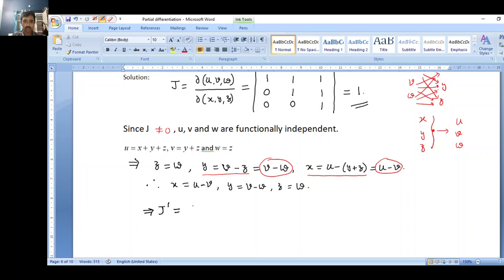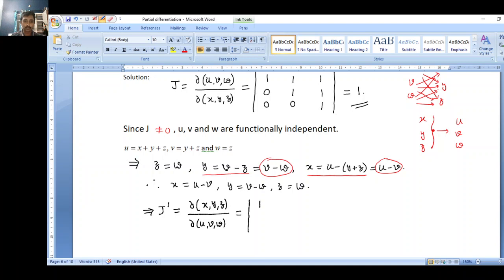J dash. First of all, what is j dash? This is dou of x comma y comma z by dou of u comma v comma w. Now here you'll have to be a little careful when you write the expressions. So what is the first term? Dou x by dou u. So what is dou x by dou u? It is simply 1. Correct? Because this will become 0 when you differentiate this with respect to u.